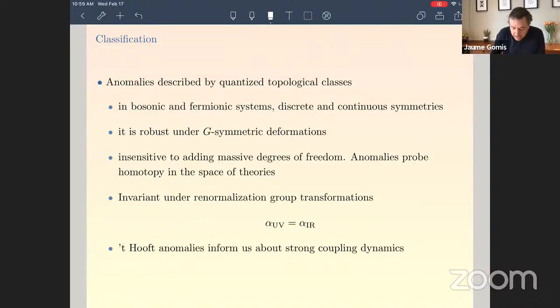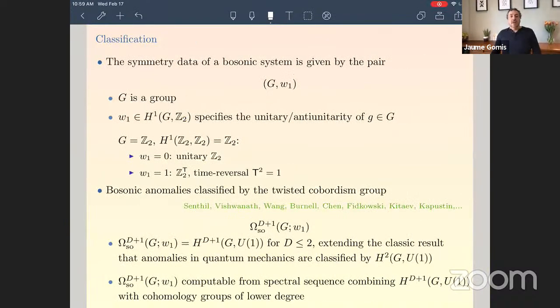Okay? As I already argued, since it's quantized, it cannot depend on the scale, and gives rise to these anomaly matching constraints where the 't Hooft anomalies in the ultraviolet have to be saturated by the ones in the infrared. Just to hammer the point of why these things are interesting: the 't Hooft anomalies give us some information. They don't tell you what the answer is, but they tell you what the answer is not, about what can happen in the infrared of some strongly coupled system. That's why they're extremely powerful, and one of the very few tools we have to say something about strong coupling dynamics.